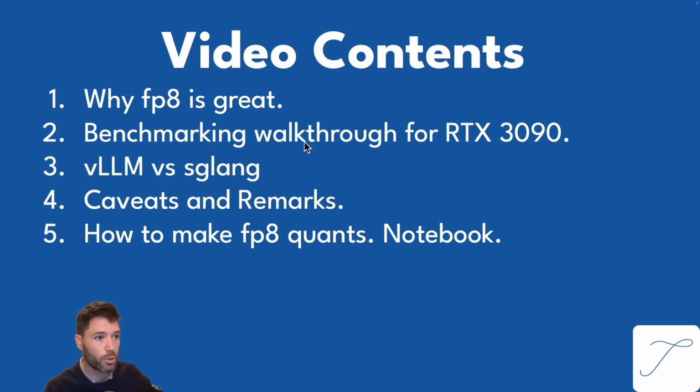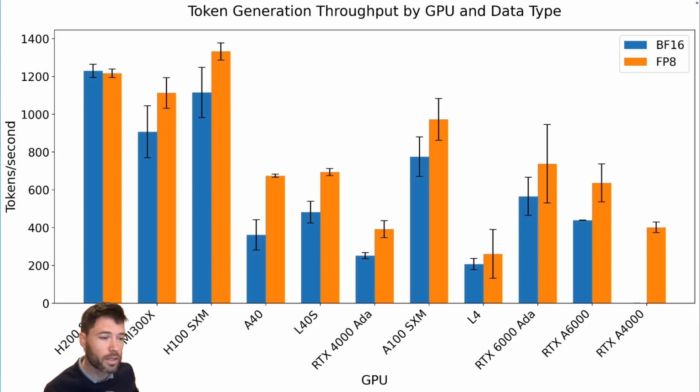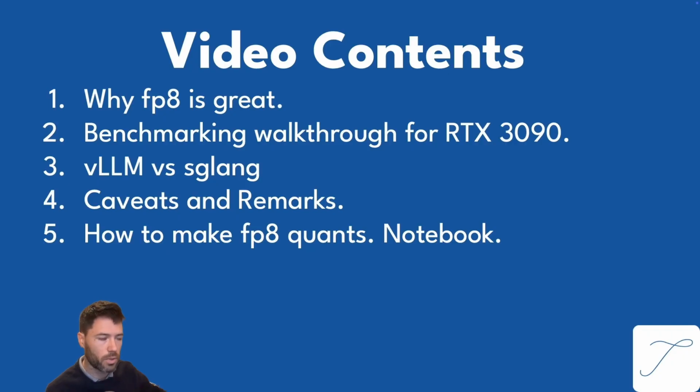I'll then walk through how I ran all of these benchmarks. And I'm going to run it on a GPU that isn't shown here. I haven't run it yet. I'm going to run it on the RTX 3090, which is a GPU some of you will have at home. It costs about €900 if you purchase one of those.